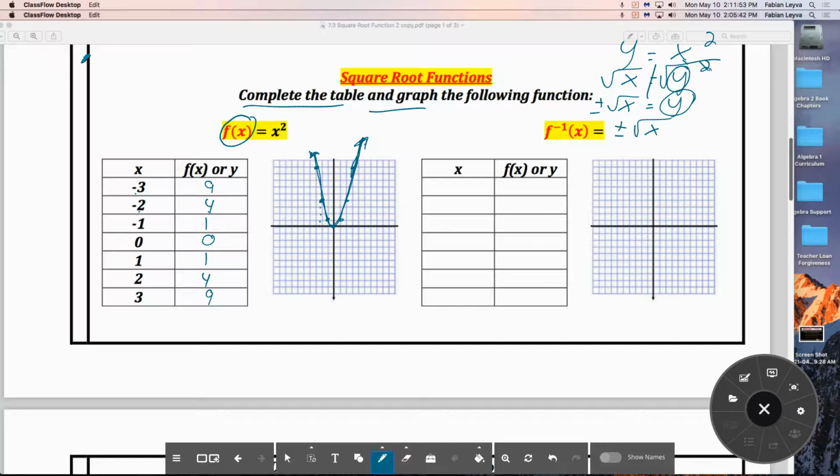You could flip these, because remember, this is the inverse of this specific relation. So if I have the point negative 3 and 9, this would transfer over as 9 and negative 3. This point, negative 2 and 4, will transfer over as 4 and negative 2, and so forth. So I'm going to go ahead and do that as well. And then I'm going to go ahead and actually graph these as well so I can relate these two together.